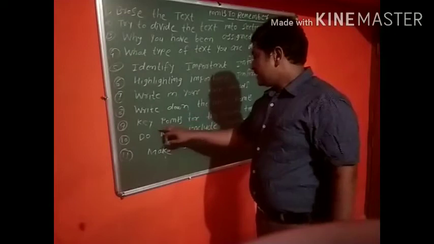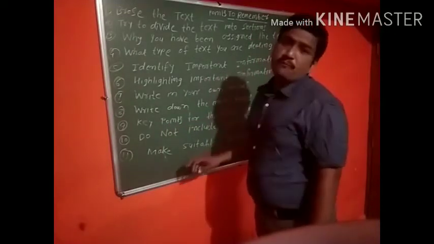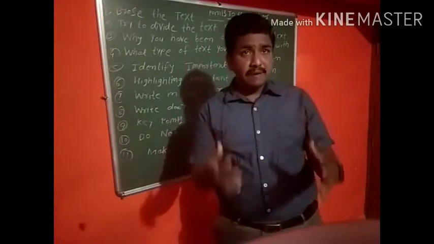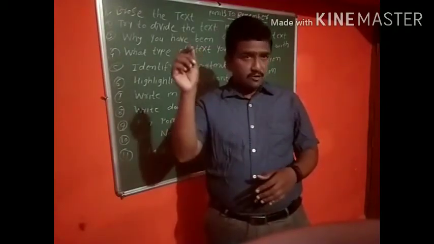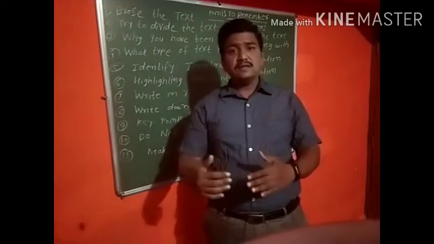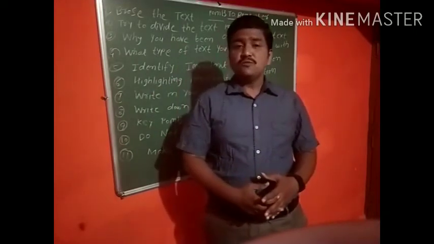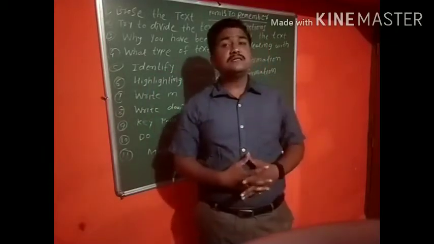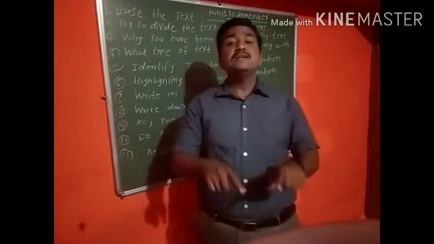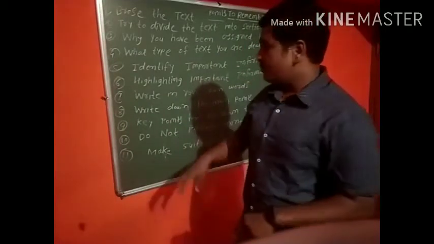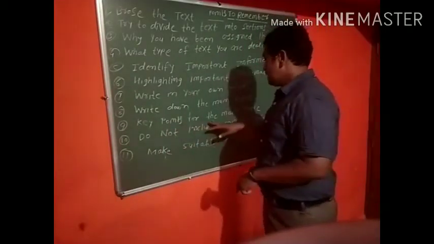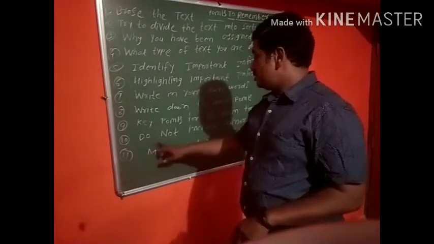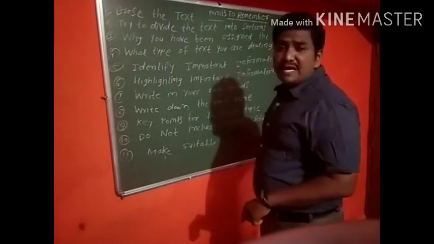The next is key points for the main topic, because in the given passage or paragraph they are giving the main topic, subtopic and then another subtopic. First of all you have to understand the main concept, then the subtopic, and then the last subtopic. It means first you have to write down the key points for the main topic, and the next is do not include minor details.